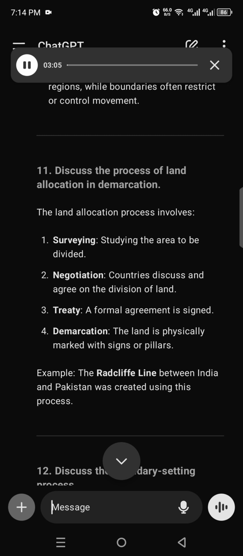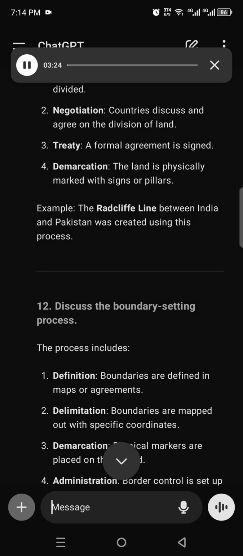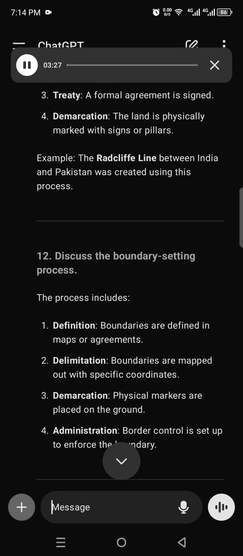Discuss the process of land allocation and demarcation. The land allocation process involves: 1. Surveying, studying the area to be divided. 2. Negotiation. Countries discuss and agree on the division of land. 3. Treaty. A formal agreement is signed. 4. Demarcation. The land is physically marked with signs or pillars. Example, the Radcliffe Line between India and Pakistan was created using this process.